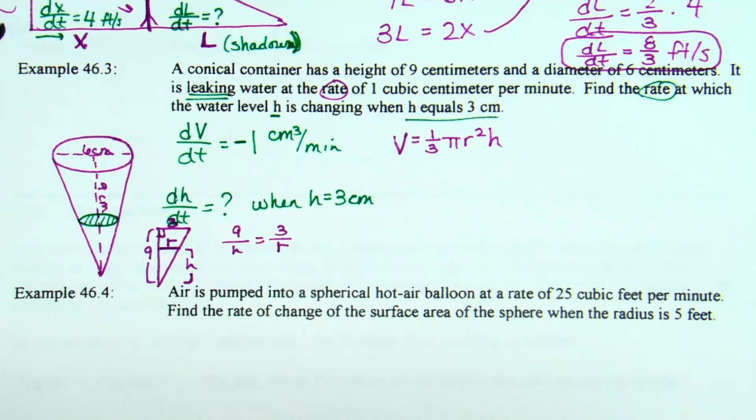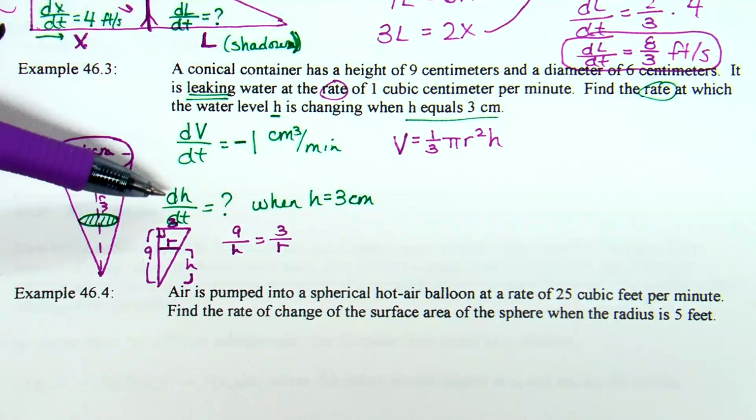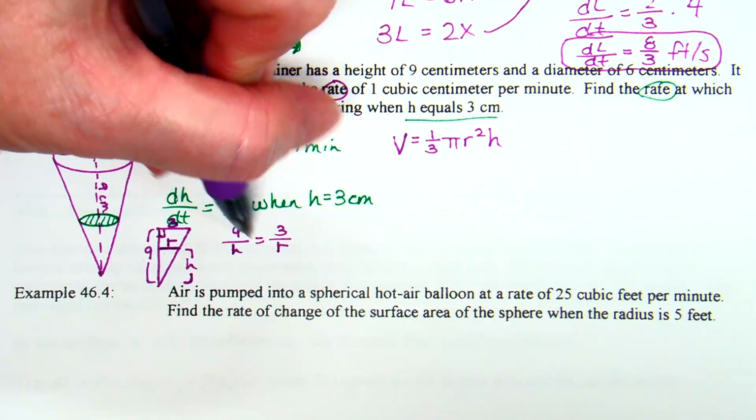And what I'm using this to do is I'm trying to get a connection between r and h. They talk about give me an h and dh dt, but they never give me an r. And so I'm going to solve this proportion for r, so I can then substitute it in over here. So to solve this proportion, I'm going to use cross products. 9 times r equals 3 times h.